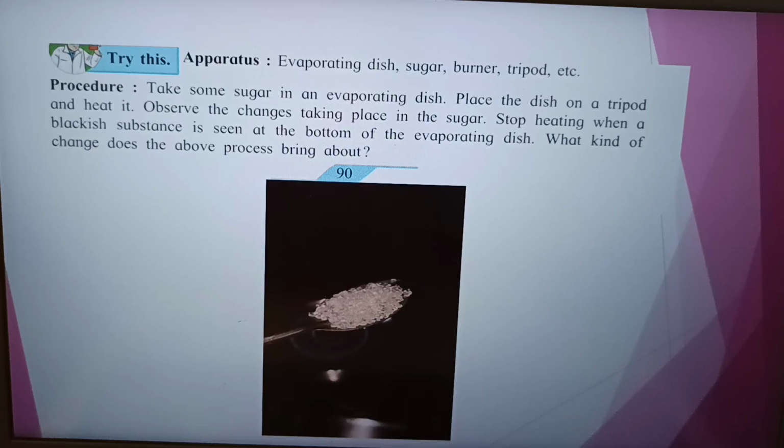The procedure is to take some sugar in an evaporating dish, place the dish on a tripod and heat it, and observe the changes taking place in the sugar. Stop heating when a blackish substance is seen at the bottom of the evaporating dish. And what kind of change does the above process bring about?